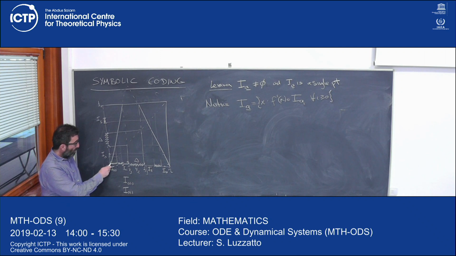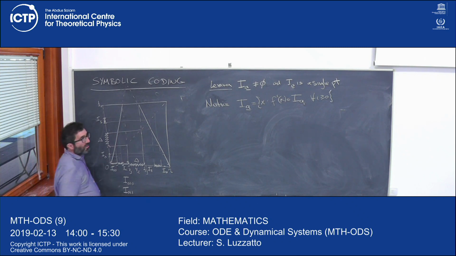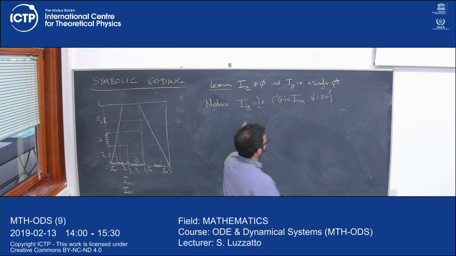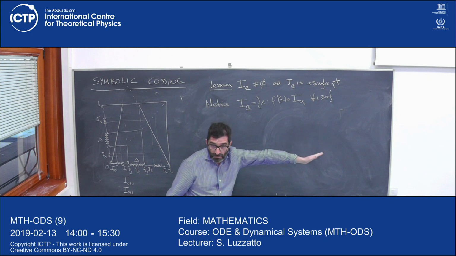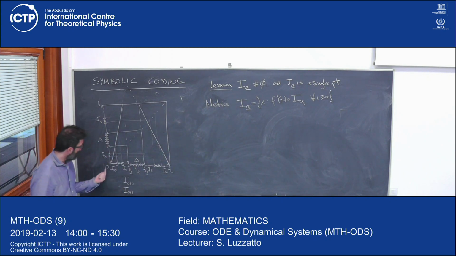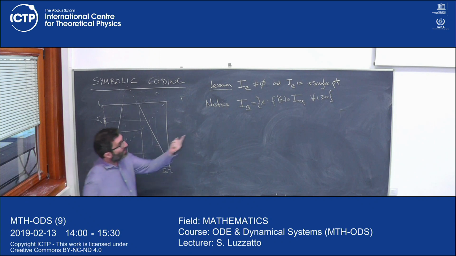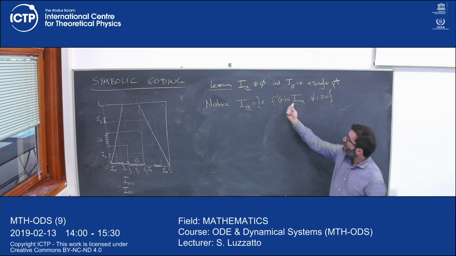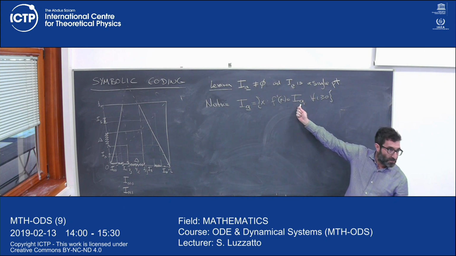What is the sequence that I need to end up with 0? If I take the sequence of all zeros, if I do this procedure and I choose as my sequence the one that has an infinite number of zeros, then I get exactly the fixed point, the single point that this gives me. In other words, the set of points that stays in I0 forever is only the fixed point 0.